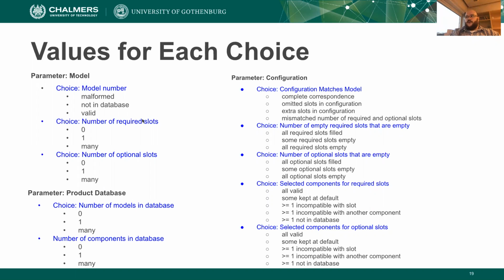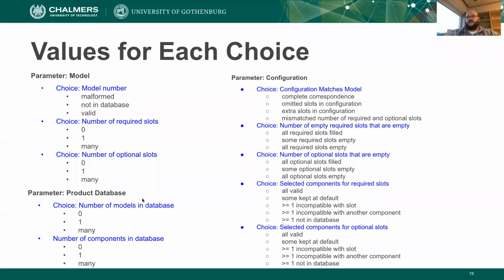Now for the number of required slots, we might want to try something with no required slots where everything's optional. Try something with 1 required slot, and try something with more than 1. You see this often for things that are numbers like this. Try something that's empty, try something with 1 entry, try something with 2 or more. Same for the optional slots.